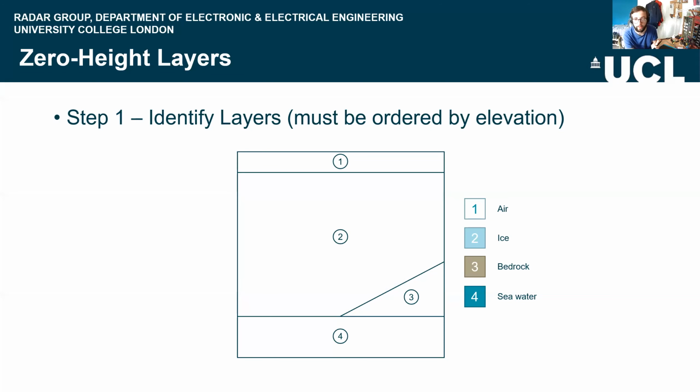They need to be sorted by elevation. So that's the first step, so we can identify these different layers. We have air, ice, bedrock, and our seawater. I obviously can't number things correctly, so 3 and 4 should be swapped around there.